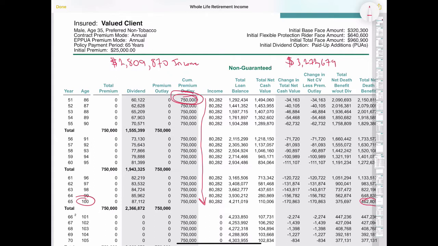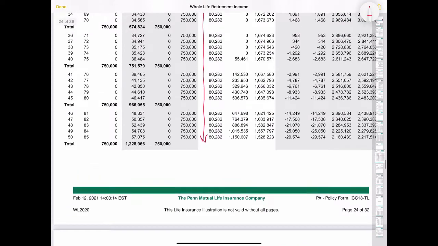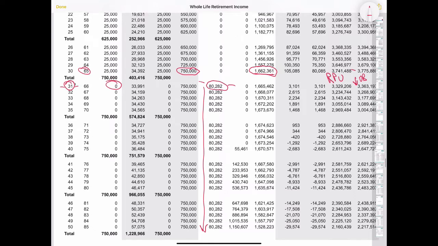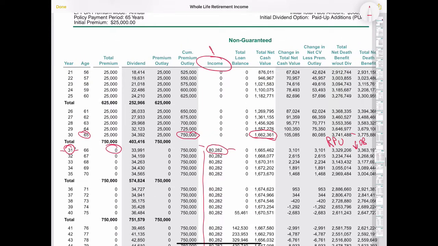All for paying $750,000 in premium. That's not bad. I want to go through some of the functional aspect of how money comes out of this particular policy, because you'll notice that we have an income column. We also have this loan balance column.